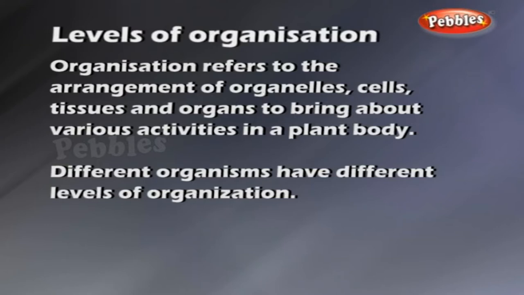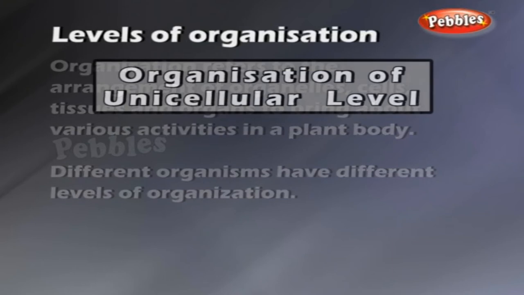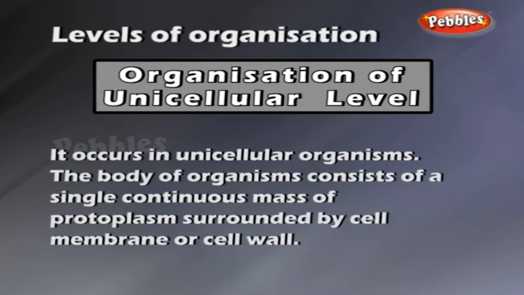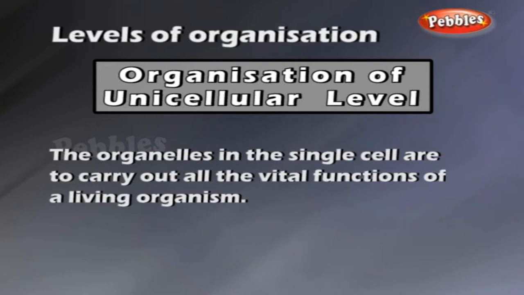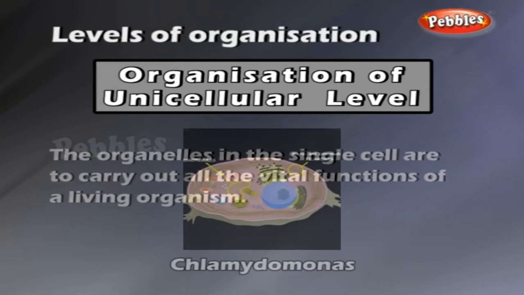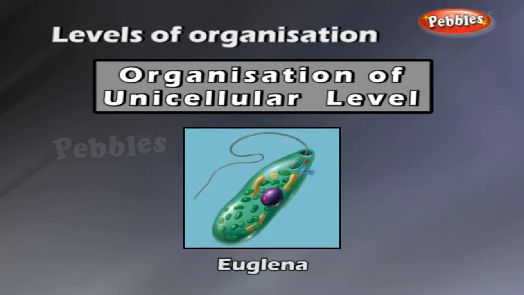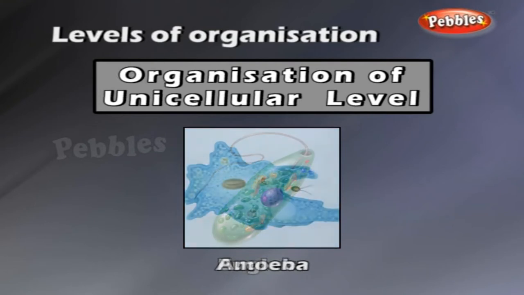Organization of unicellular level. It occurs in unicellular organisms. The body of organisms consists of a single continuous mass of protoplasm surrounded by cell membrane or cell wall. The organelles in the single cell carry out all the vital functions of a living organism. Example: Chlamydomonas, Euglena, Amoeba, Paramecium, etc.